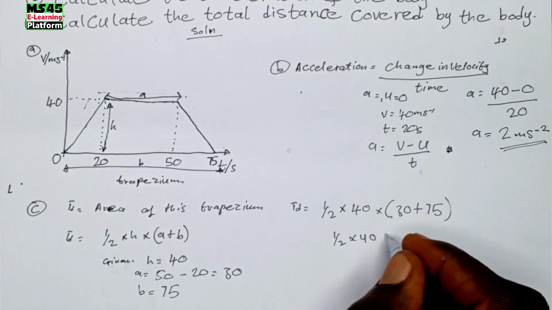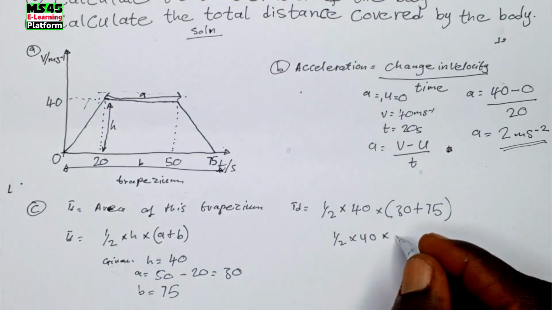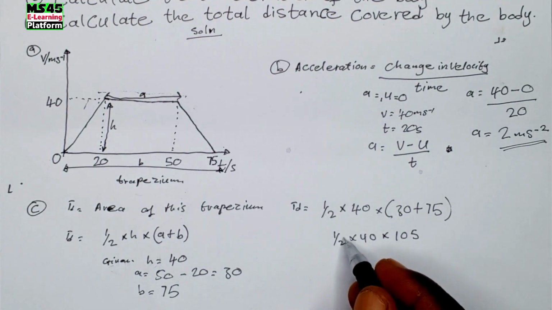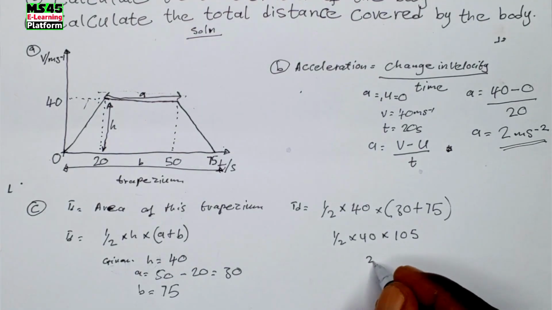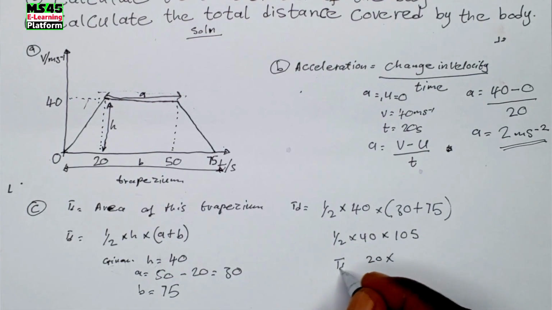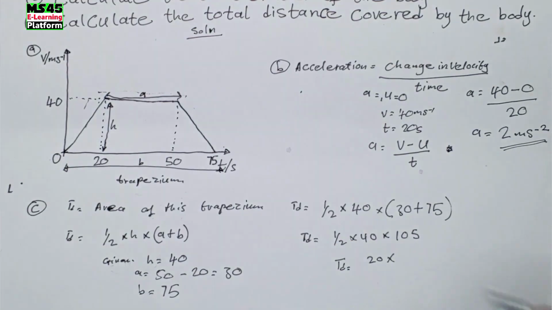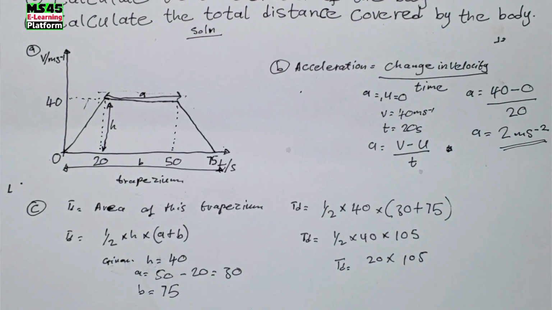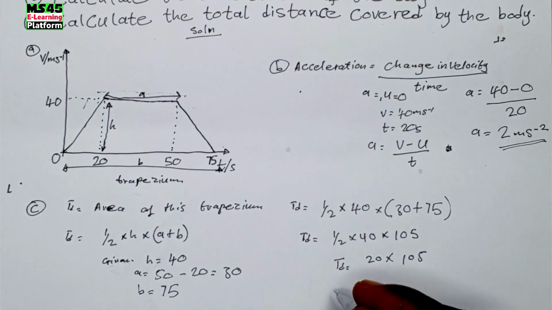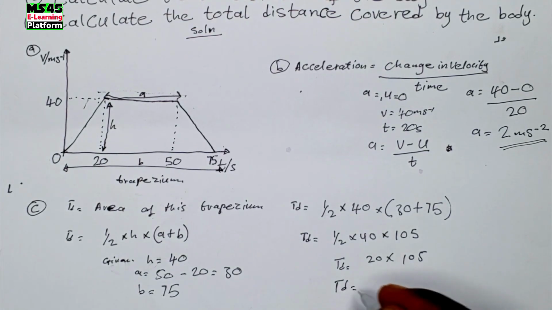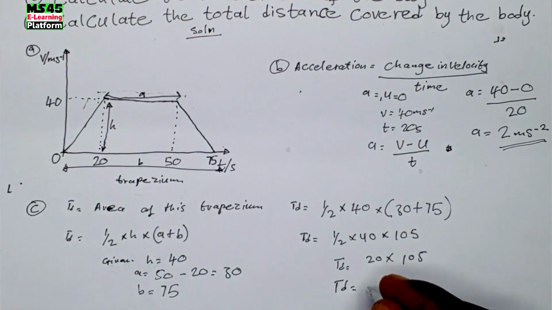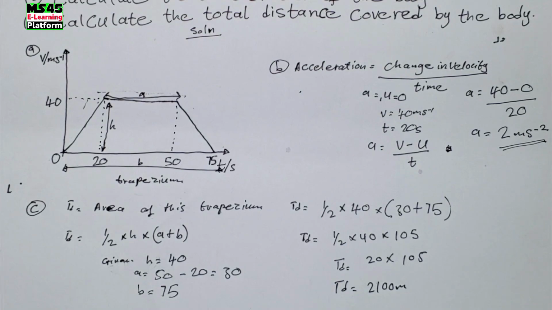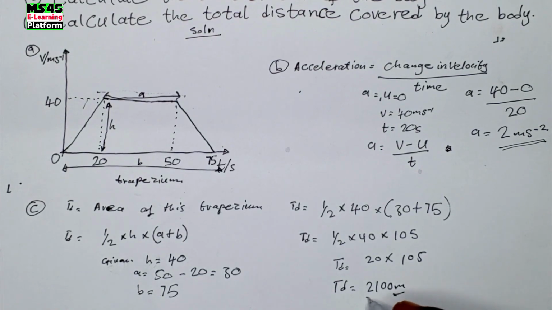Bracket first, 30 plus 75 will give us 105. And you know that 2 can go into 40, 20. So 20 times 105. Therefore our total distance will be equal to 2100 meters. Please don't forget to bring the unit, which is meters.